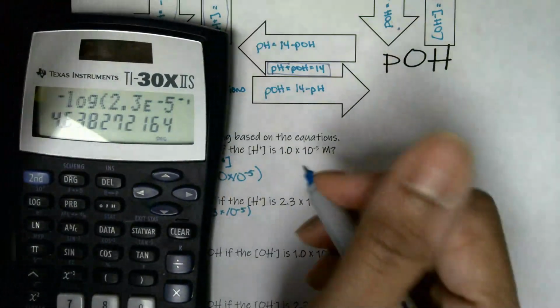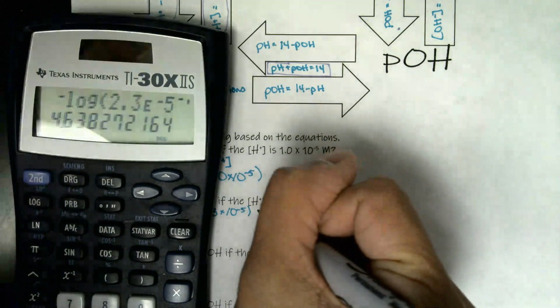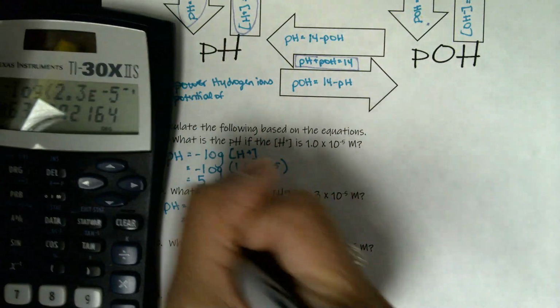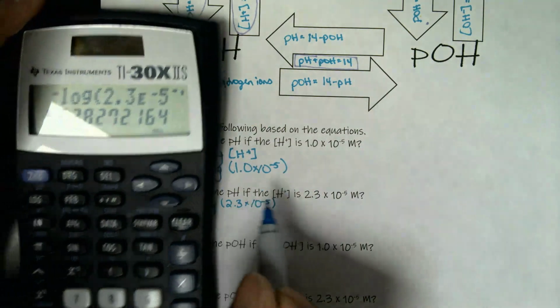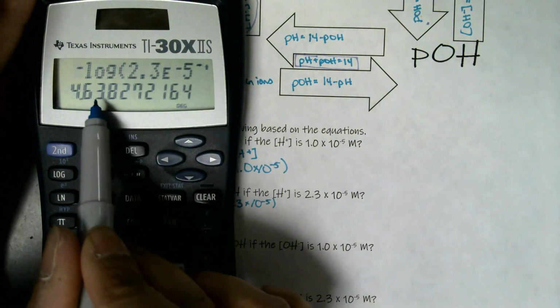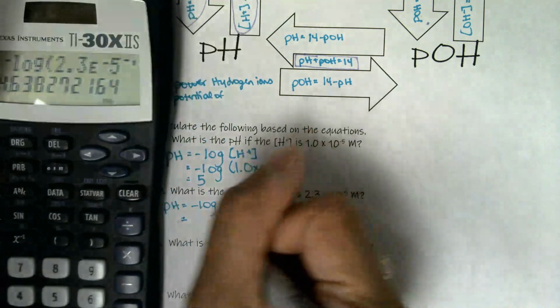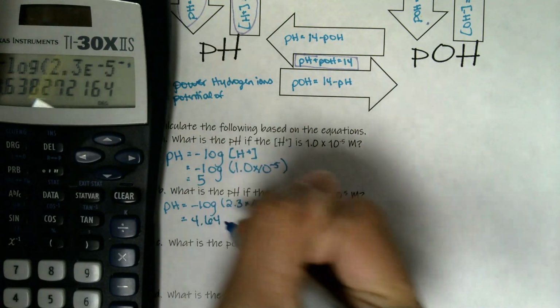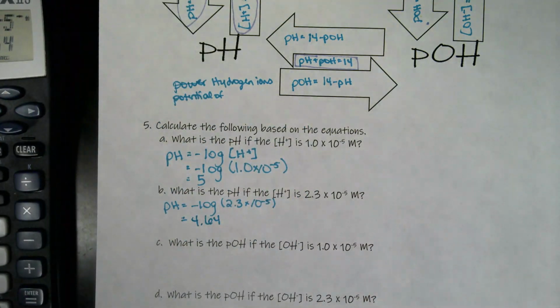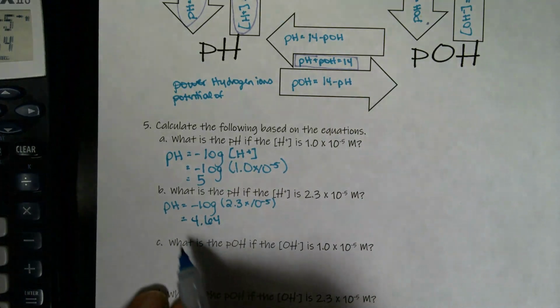So pH has a different rule for sig figs. Again, we know we have 2 sig figs here, so I need 2 digits after the decimal point in this one. So my final answer ends up being 4.64. And pH does not have a unit, so it's a unitless number, and we'll leave it like that.